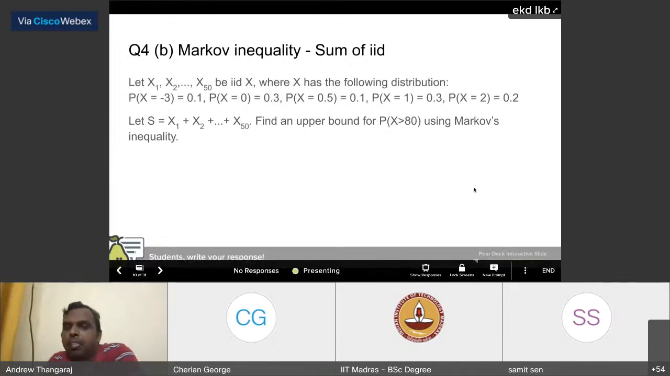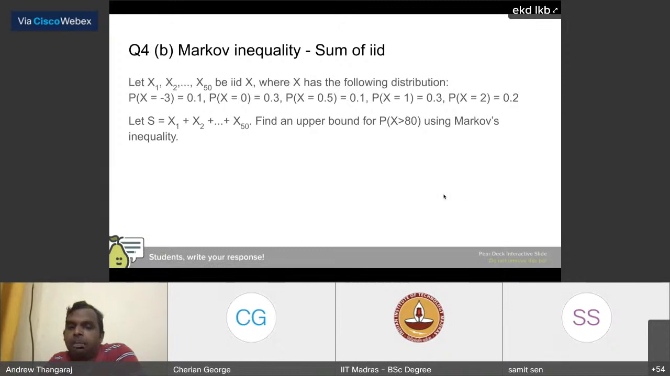Yes, somebody is asking about the linear combination method. So expected value is like a linear operator. If you take the expected value of ax1 plus bx2 plus cx3, etc., whether or not x1 and x2 are independent, you can always take the expected value inside over the summation. So when you want to find the expected value of s here, it is straightforward. It is just the expected value of x1 plus the expected value of x2 plus so on till the expected value of x50.